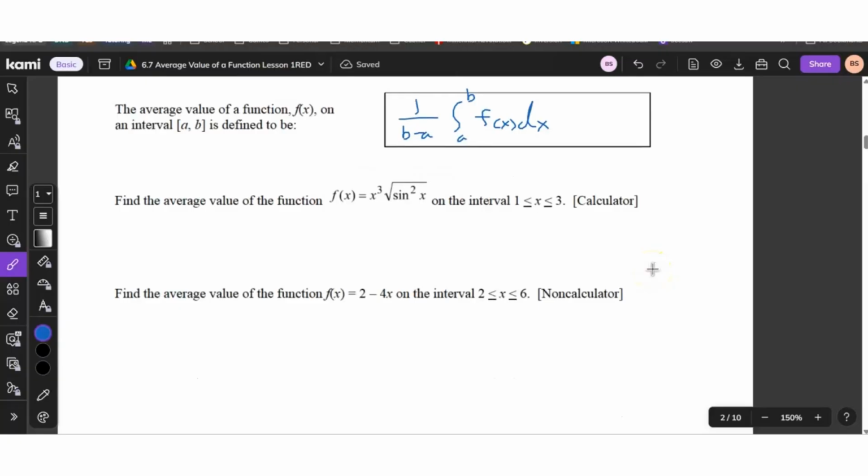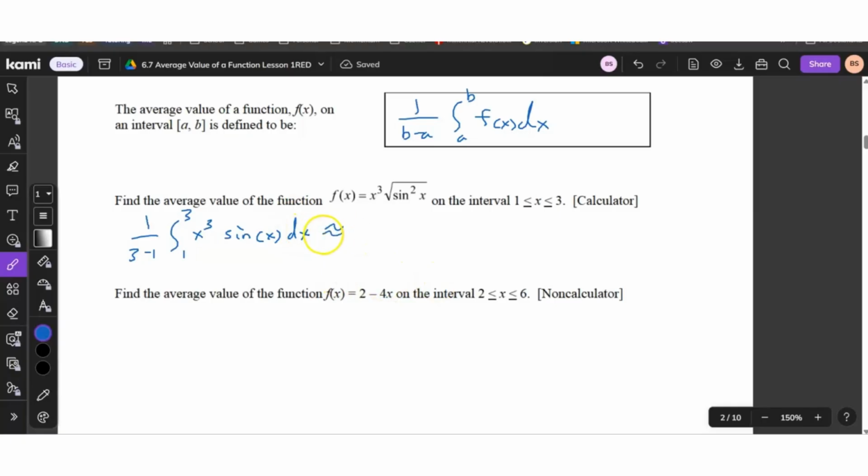So, find the average value of this function from 1 to 3. Well, that means that we're going to go 1 over 3 minus 1 of the integral from 1 to 3 of my function x cubed times sine of x. Square root of sine squared is just sine. Unless that's supposed to be the third root and it's not x cubed. I'm going to go with it's x cubed. All right, and then dx.